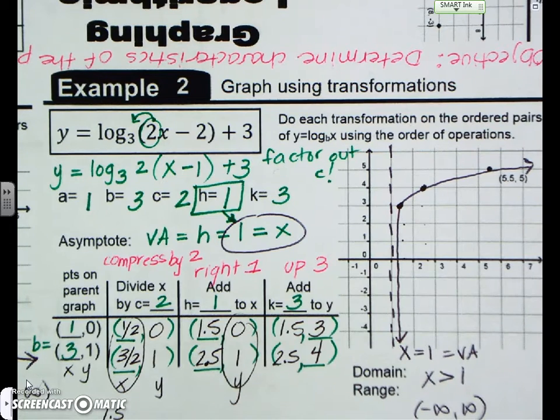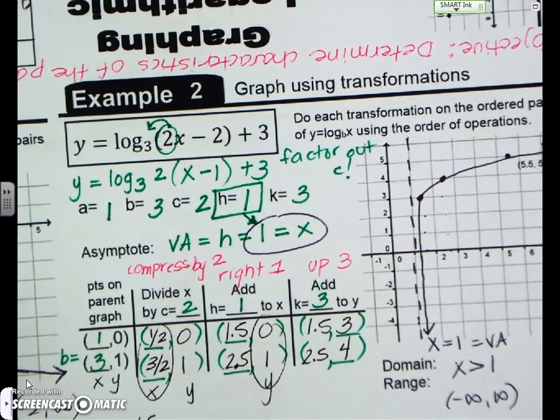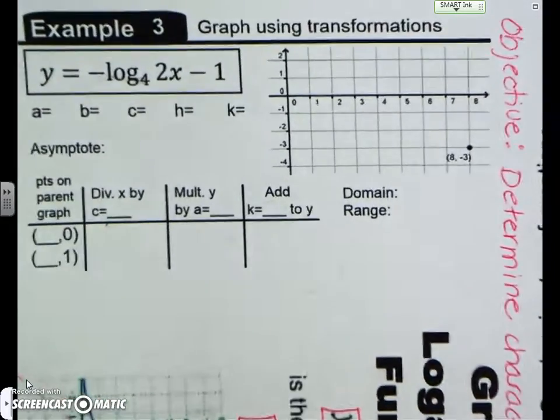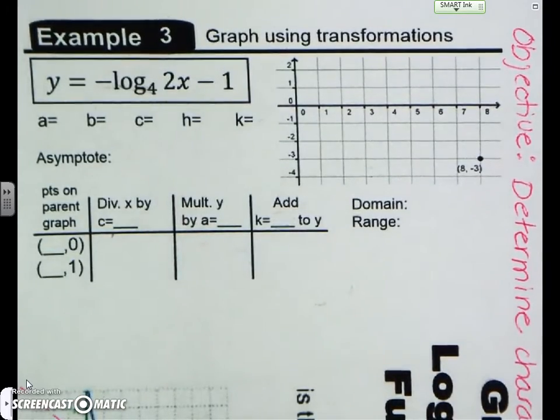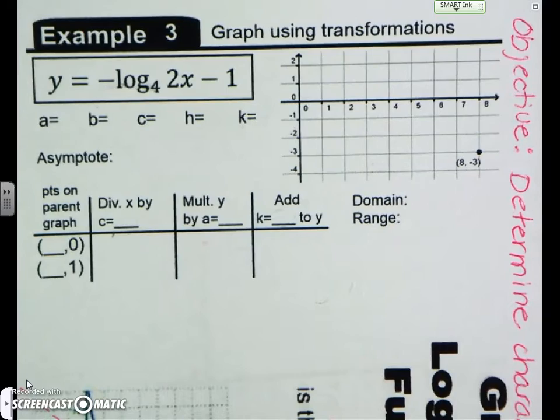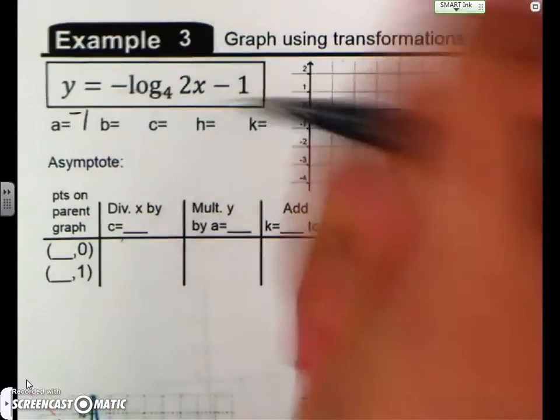Okay, let's look at example 3. Any questions on this? No. Okay. Let's go to example 3. Class, what is the value of A? What is the value of A? Yeah, -1. Everyone should be able to answer this question by now.